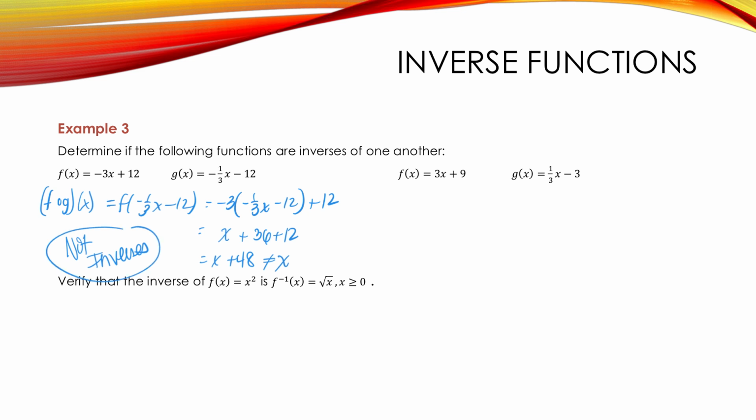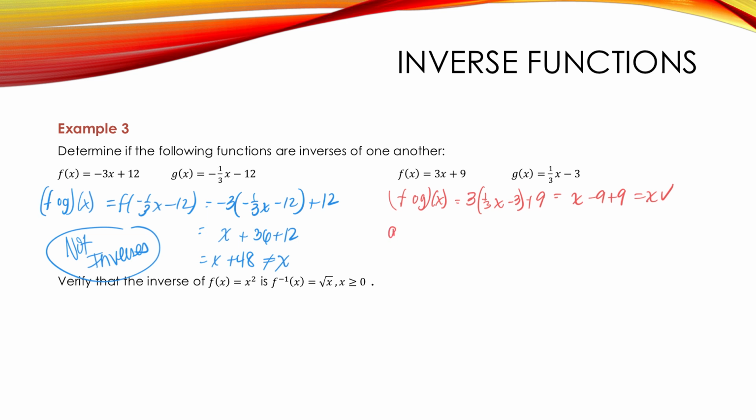Try again with 3x plus 9 and 1/3 x minus 3. Maybe now we've figured out what it means to have a number added or subtracted, and let's see if it works out. So let's find f of g. F of g of x would be 3 times 1/3 x minus 3, plus 9. And we end up with x minus 9 plus 9, which is just x. Half of the definition is satisfied. F of g of x, in this case, is x.